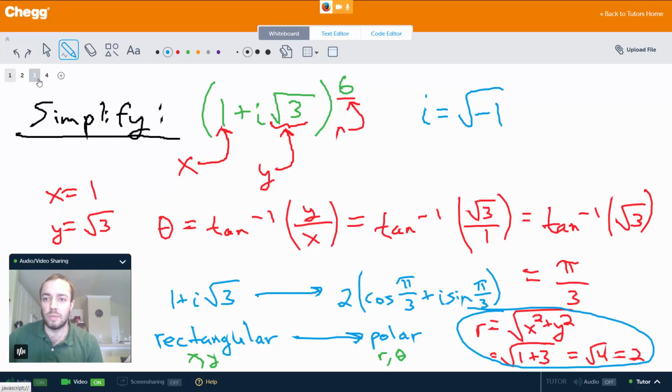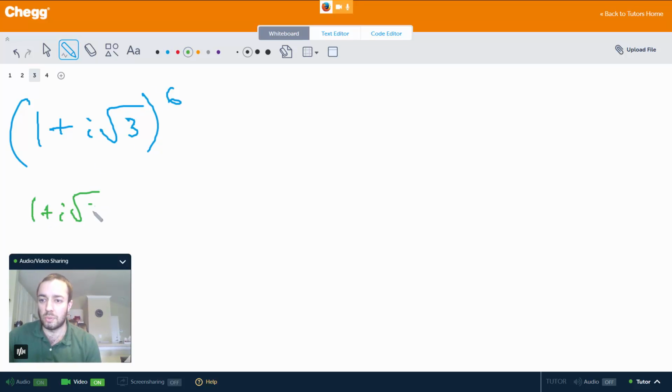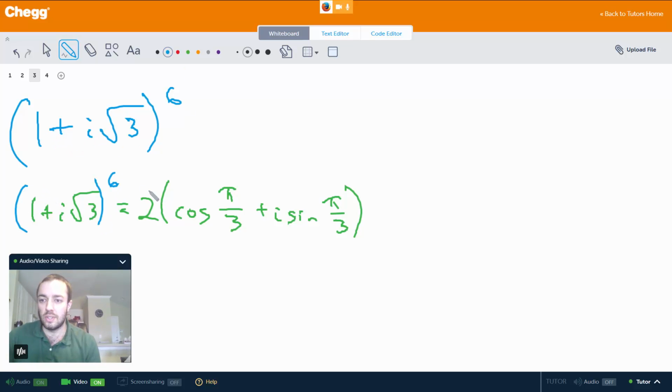So how do we use it now? Well, let's go ahead and go to page 3. So we want to evaluate 1 plus i times the square root of 3, all of that raised to the 6th power. And we have just seen that 1 plus i times the square root of 3 equals 2 times cosine of pi over 3 plus i times the sine of pi over 3. Well, therefore, 1 plus i root 3 all raised to the 6th is going to be this entire thing all raised to the 6th.